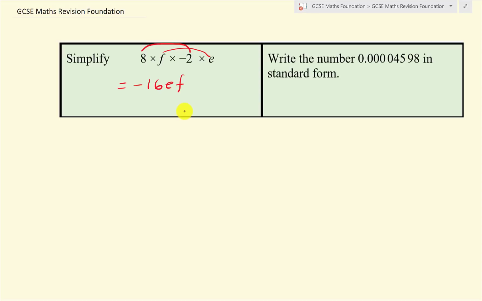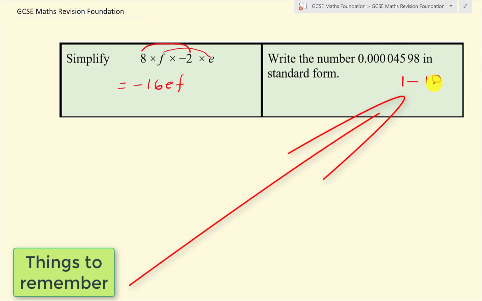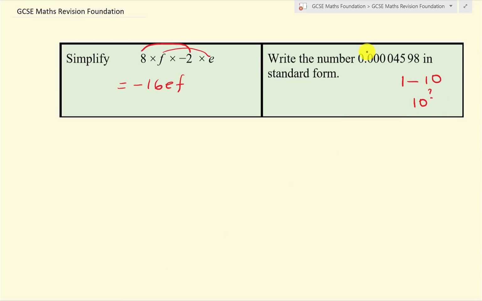Next, write the number 0.00004598 in standard form. As we can see, it's a very small number, so we've got an idea that the power of 10 is going to be negative. The standard form rule: the number has to be between 1 and 10 and has to have a power of 10. So we need to move the decimal 1, 2, 3, 4, 5 places to the right to make the number 4.598, which is between 1 and 10.